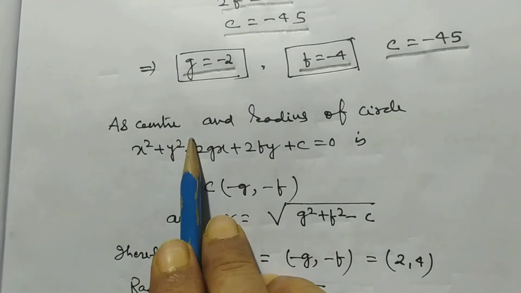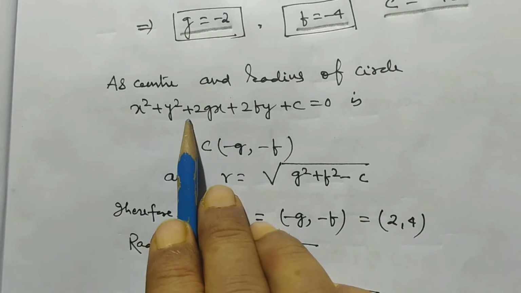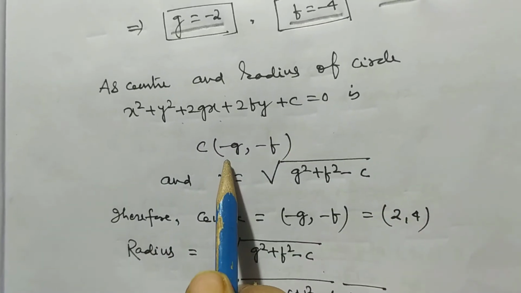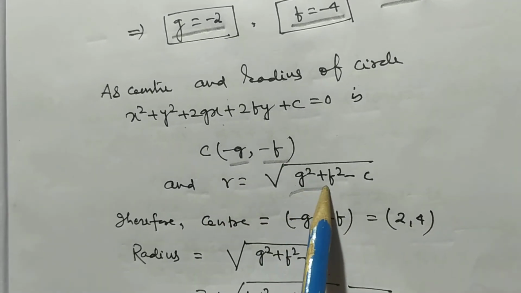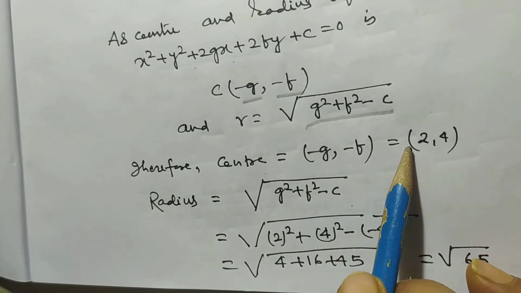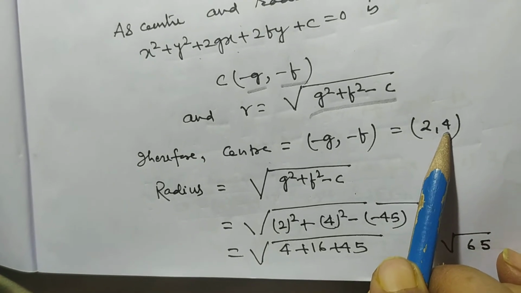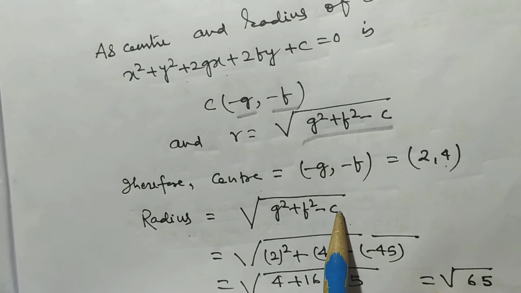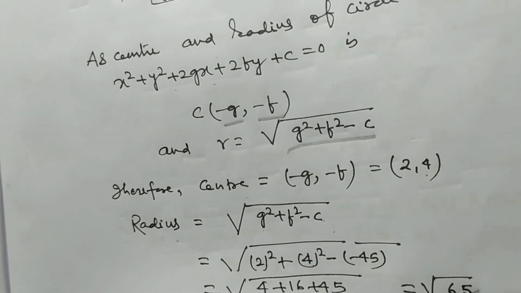As the center and radius of circle x square plus y square plus twice gx plus twice fy plus c is equal to 0 is (-g, -f), and r is root over g square plus f square minus c. Therefore, center is (-g, -f), that is (2, 4). And radius is root over g square plus f square minus c. After solving it, we will get root 65.